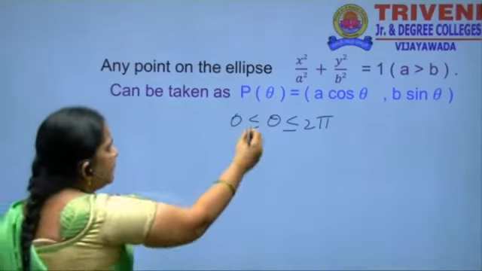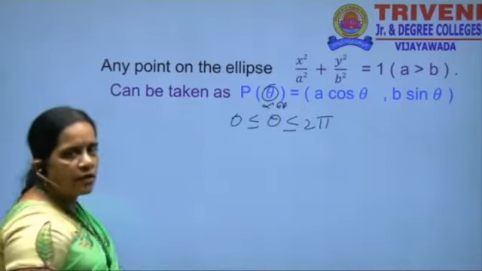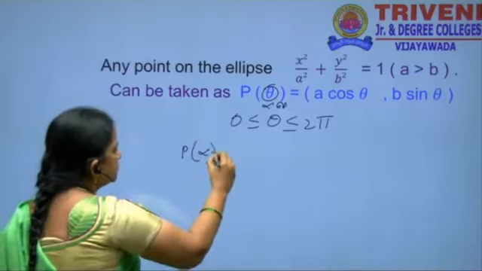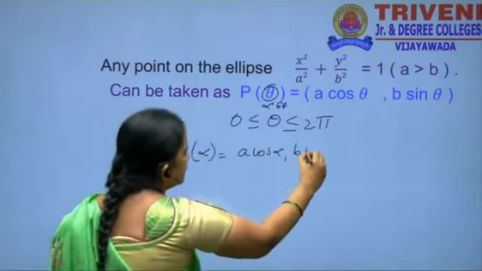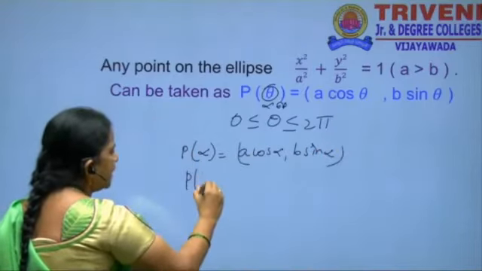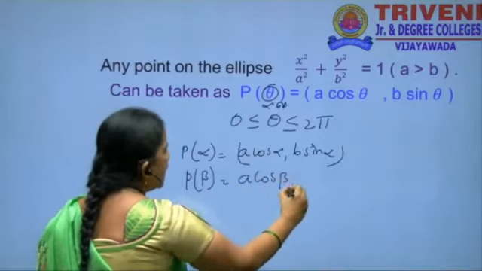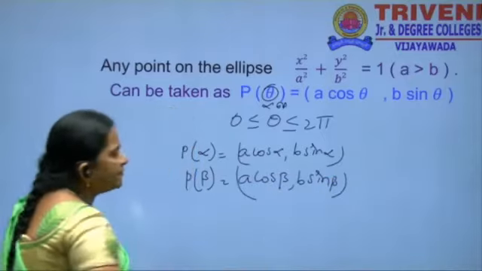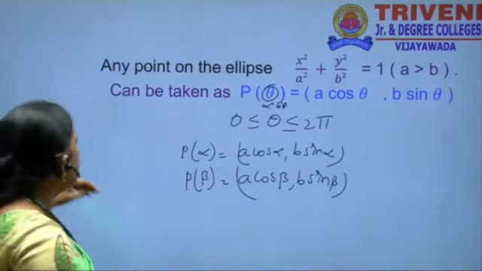Suppose in place of theta we take alpha and beta also. That's why I am taking P of alpha is equal to a cos alpha comma b sin alpha. Similarly, P of beta is also the same: a cos beta comma b sin beta. In place of theta, we may take theta 1 and theta 2, according to the problem we have to prove.